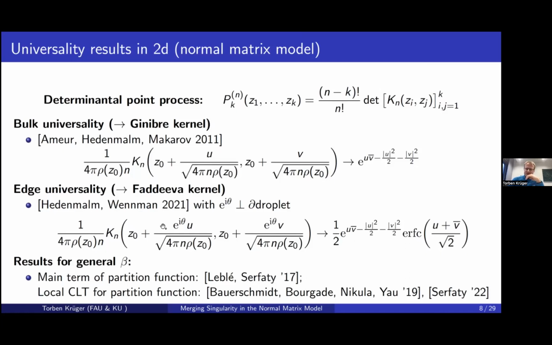For general beta, actually, none of this is known, but there are some results on the partition function. I will just briefly comment that there's a lot of recent work in the general beta case, mostly by these two groups, and they figured out the main contribution to the partition function, and also some fluctuations. So some central limit theorem and even some mesoscopic central limit theorem are known, but analogous results for the kernel at general beta are not known.